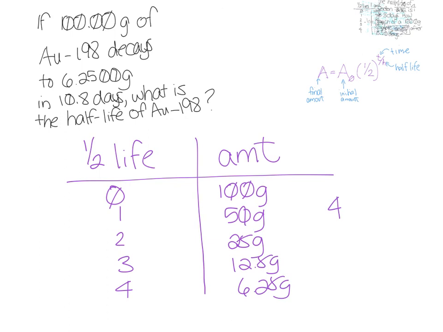So that means in 10.8 days there were 4 half-lives. 10.8 divided by 4 equals 2.7. So 2.7 days would be your half-life. So our unit is days, right? Okay.